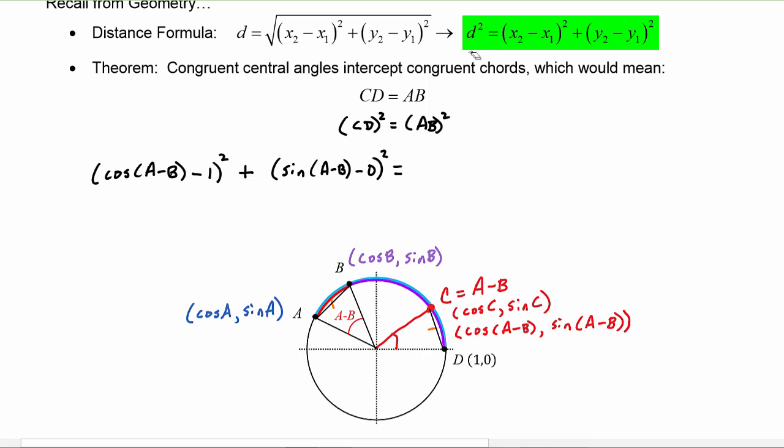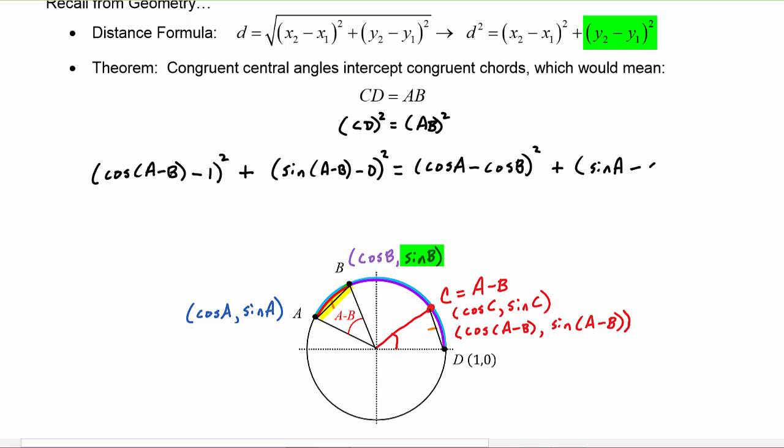Next, we have to apply the distance formula here, the squared version, from point A to point B. So the x-coordinate of point A is cosine A. We have to subtract the x-coordinate of point B, which is cosine B, square that quantity, plus we have to take the y-coordinate of point A, which is sine A, and subtract the y-coordinate of point B, which is sine B, and square that quantity.